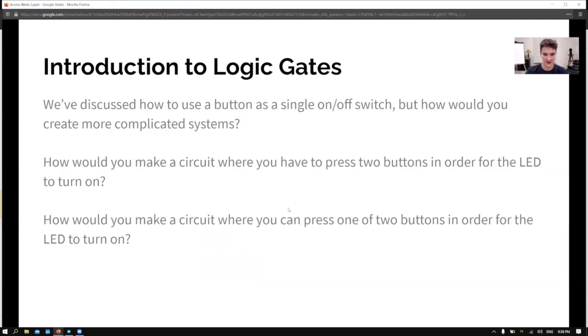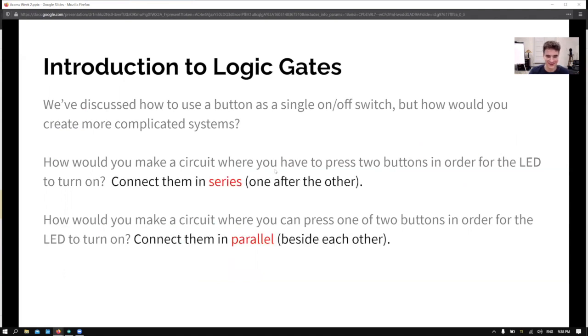Okay, now we're going to talk about logic gates. So we've discussed how to use a button as a single on-off switch, but how would you create more complicated systems? How would you, for example, make a circuit where you have to press two buttons in order for the LED to turn on? Or how would you make a circuit where you can press one of the two buttons in order for the LED to turn on? To answer that, for the first question, you connect them in series, one after the other. For the second question, you connect them in parallel, beside each other.